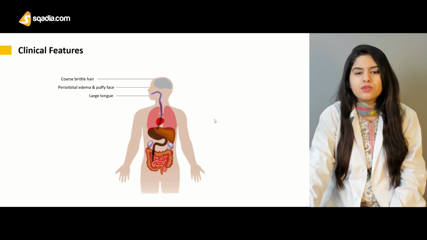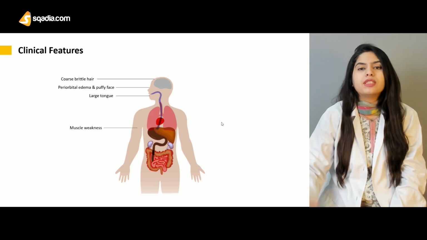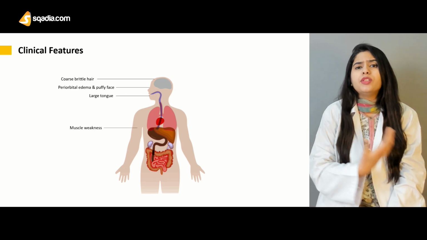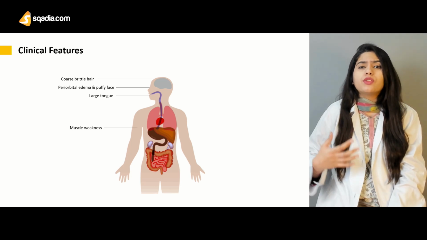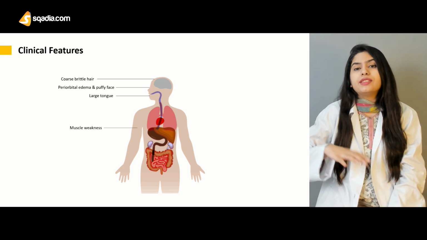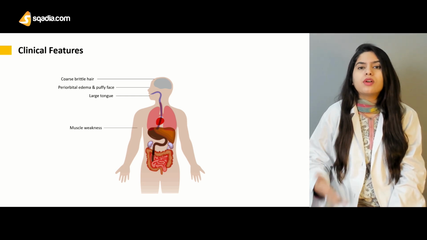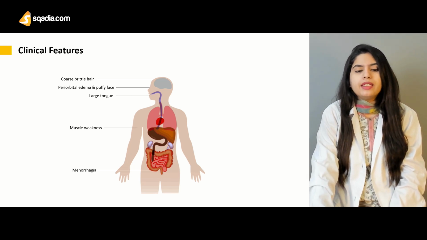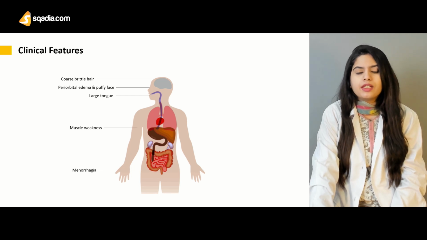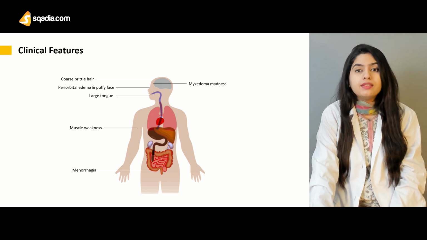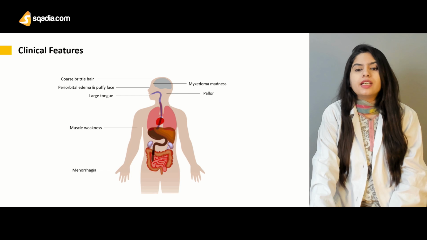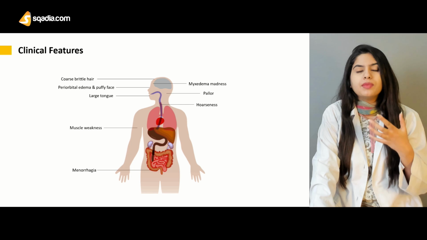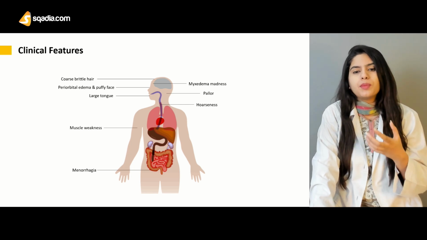A large tongue can also be observed, and then there can be muscle weakness. Discussing the muscular system, as the metabolism of carbohydrate is decreasing, the production of protein is decreasing, and overall the basal metabolic rate is decreasing, that can cause muscle weakness. Then there can be menorrhagia, and myxedema madness. Now myxedema can also affect the brain. Then there can be pallor. There can be hoarseness, the voice of the patient suffering from hypothyroidism can change.